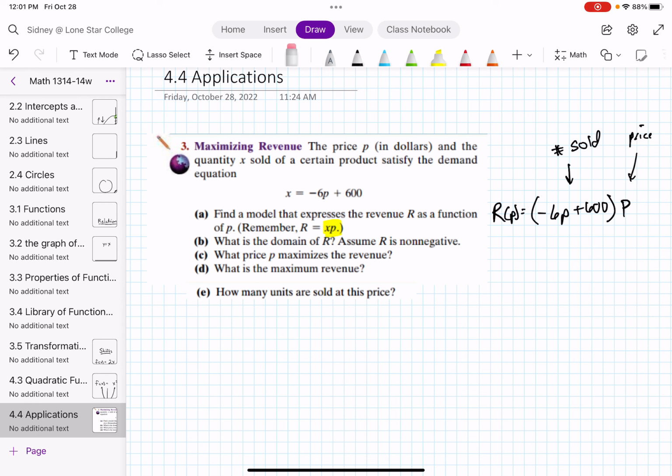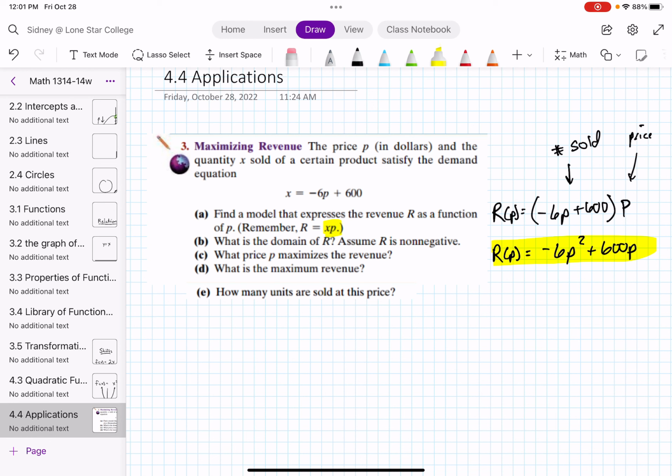Now, if we clean that up a little bit, we get that the revenue function is -6p squared plus 600p. And this is a quadratic. So when we look for quadratics, we will use those skills that we've already previously learned to answer the rest of these questions. So this is the model. This is the question to answer to A.